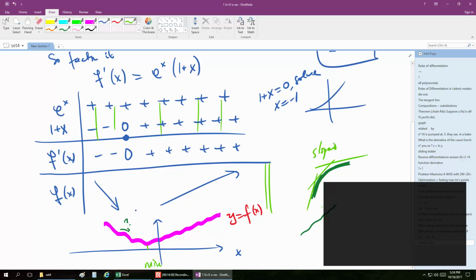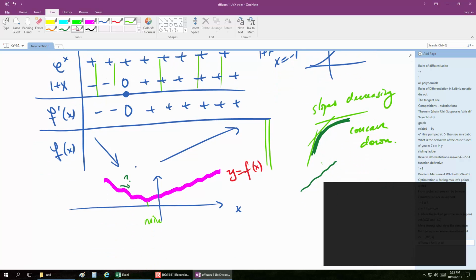So you see what's happening to the slopes? They're decreasing. The slopes decreasing is what tells us that there is a wiggle, and not a wiggle in one particular way. This is called the concave down behavior, but well, the opposite certainly is also possible, like this.